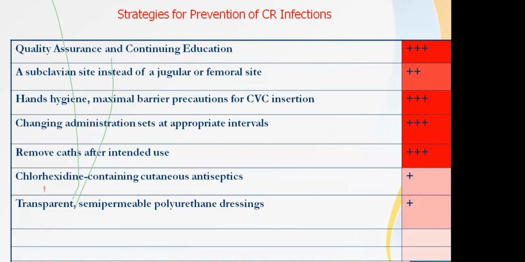So continuous education is required for healthcare staff, with the help of the infection control team and the quality area. They can help us in providing continuous education to our healthcare workers. Then which site? As I said, key risk areas include, along with the patient and the healthcare worker, the device-related problems also. So a subclavian site is preferred over a jugular or a femoral site.